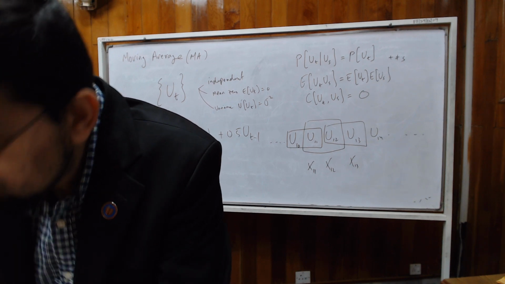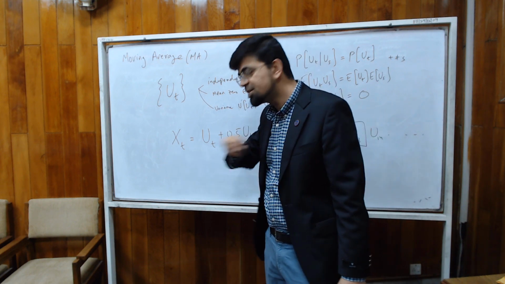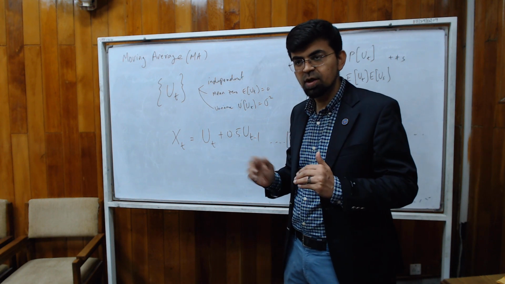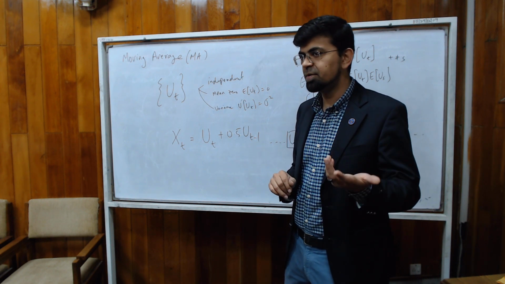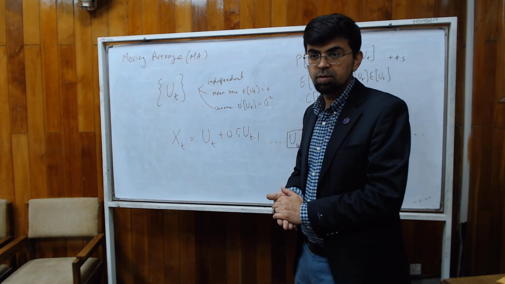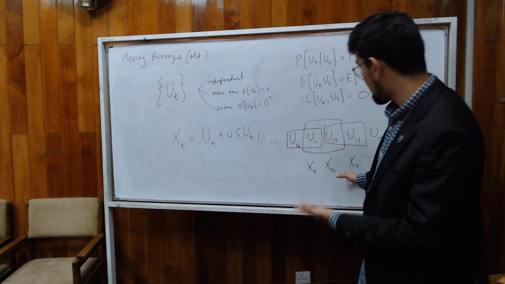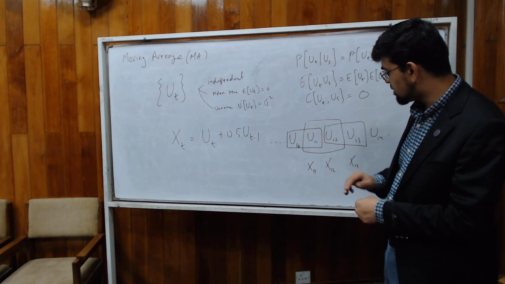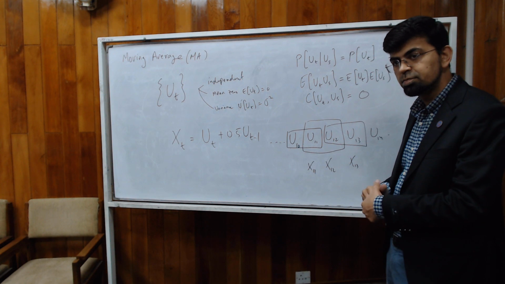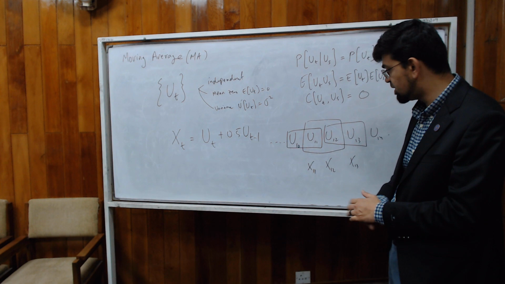Also, just think about this. We know the Ut's are independent, right? But are the Xt's independent? X1 and X2, X2 and X3, X3 and X4. Do you think they will be independent? Or let's make it easier: uncorrelated? Let's start here. X11 and X12, do you expect them to be correlated? They are not independent, but do you expect them to be correlated? Yes. Okay, what about X11 and X13?